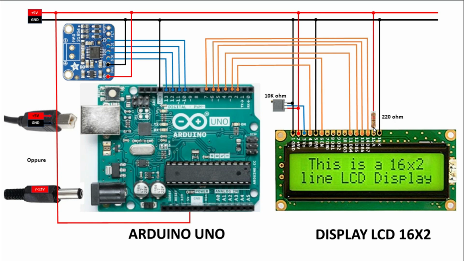We then have the usual 220 ohm resistor to supply power with a current limitation to the LED backlight diode of the display. And then we have the 10k ohm trimmer connected to pins 1, 2 and 3, which allows us to adjust the contrast of the display.